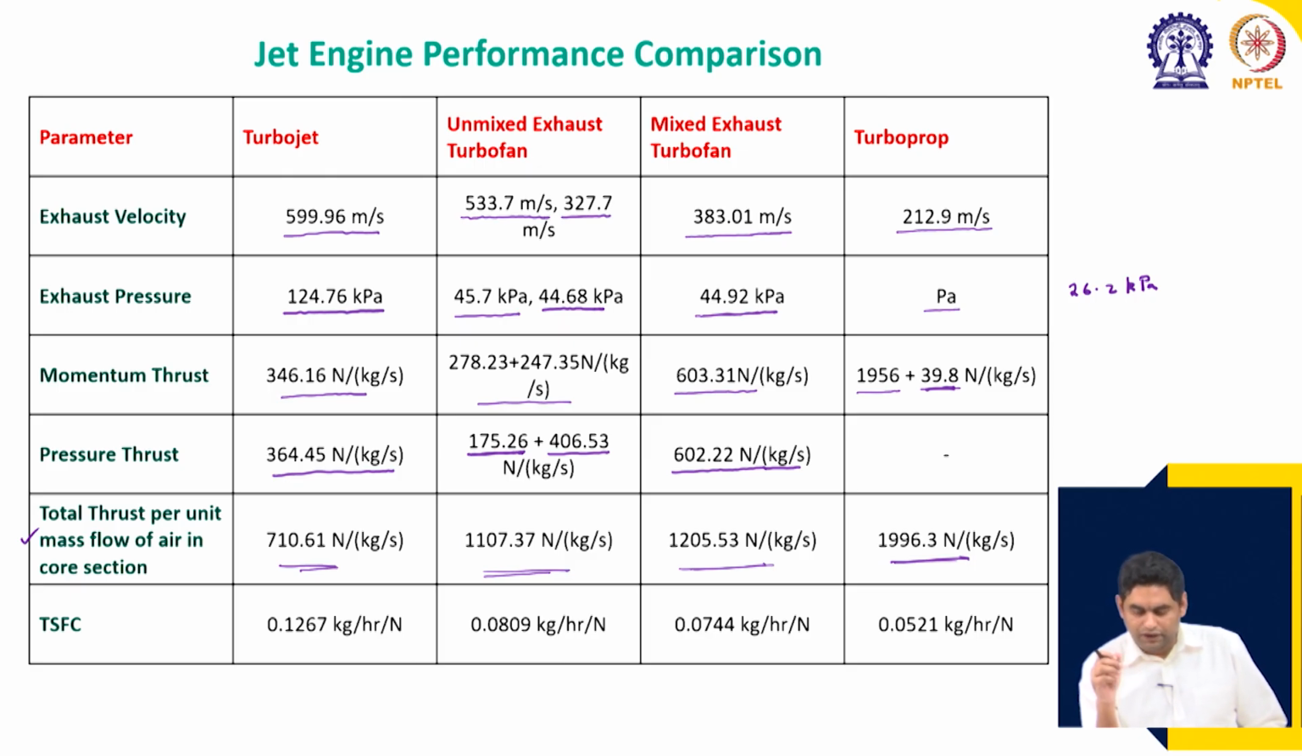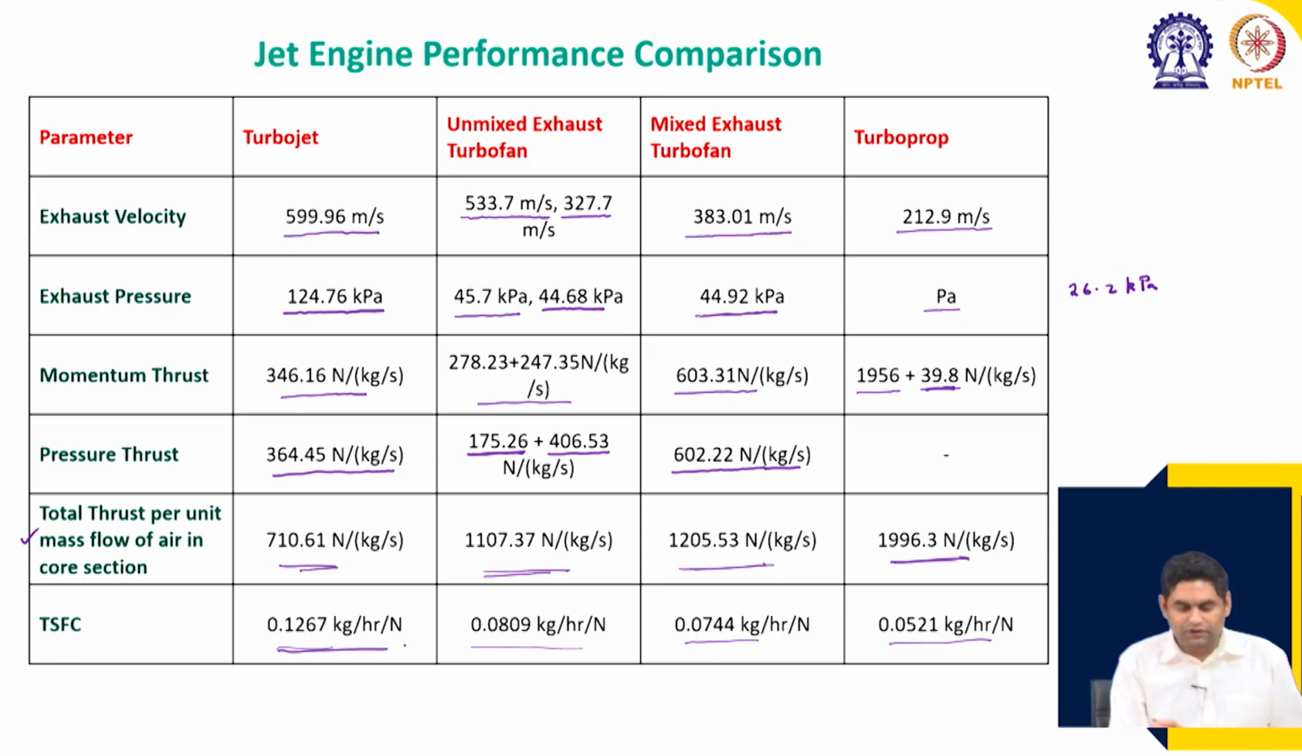If we take overall air, then the trend will be opposite, because more air flows through the turbofan and even more air flows through the turboprop. In that case, turbojet will have the highest specific thrust and gradually it will decrease. However, there is no ambiguity about the thrust specific fuel consumption, because per unit thrust this is the amount of fuel that will be needed, and fuel consumption is clearly more for the turbojet.